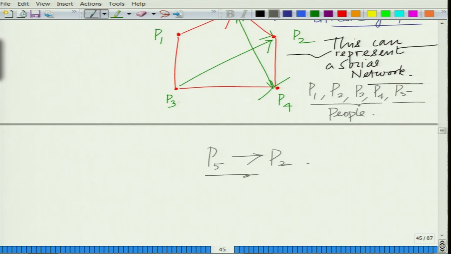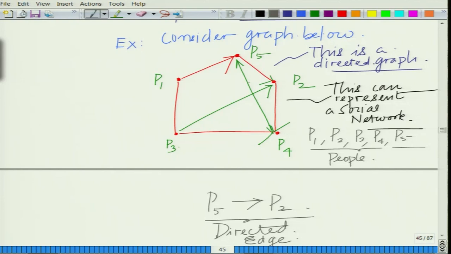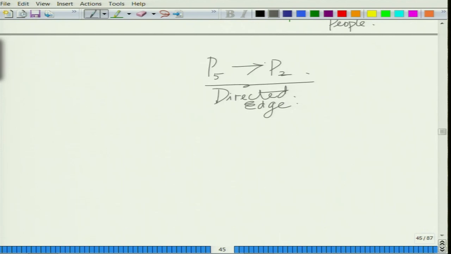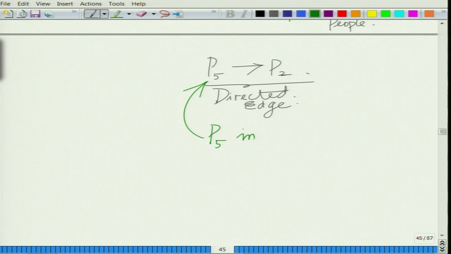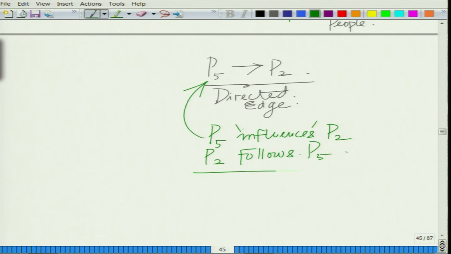If you look at this graph, from P5 to P2 we have this directed edge. This directed edge can represent a relationship such as influence. So P5 influences P2, or P2 follows P5, depending on the notation. You can think of this as Twitter: P5 influences P2, where P2 follows P5. This is the social context. Graphs have very important applications in modern social networks.